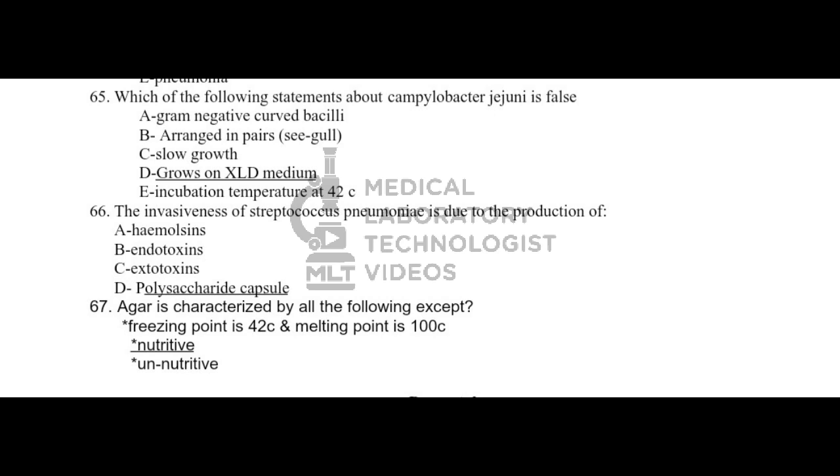Okay, next question is which of the following statements about Campylobacter jejuni is false? Answer is growth on XLD medium. Next is the invasiveness of Streptococcus is due to production of polysaccharide capsule, as we told that it is capsulated. And last question is agar is characterized by all of the following except nutritive, other all features or characteristics are correct.